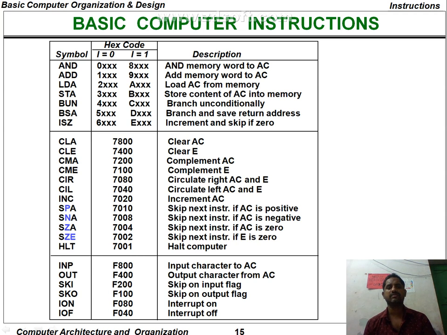These are the different types of symbols. Here we have the hexadecimal code, and this is the symbol description here. AND is AND memory word to accumulator, ADD is add memory word to accumulator, clear, complement, input character, output character, skip on input flag, skip on output flag, interrupt on, interrupt off. So we have to use the different types of basic computer instructions to perform the operations.